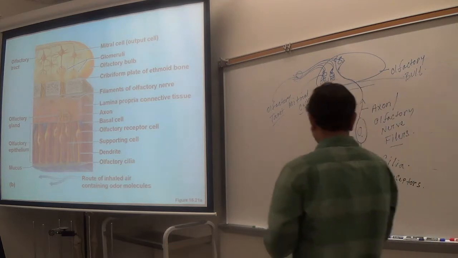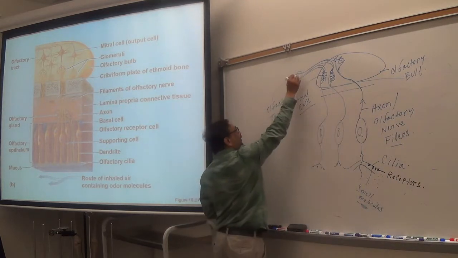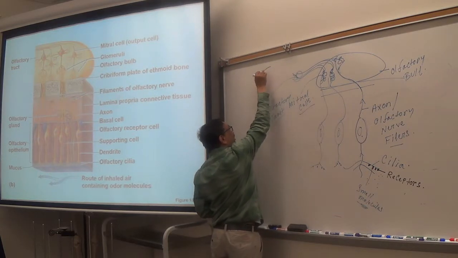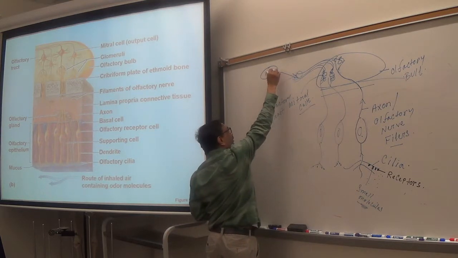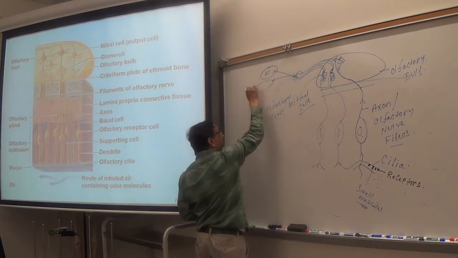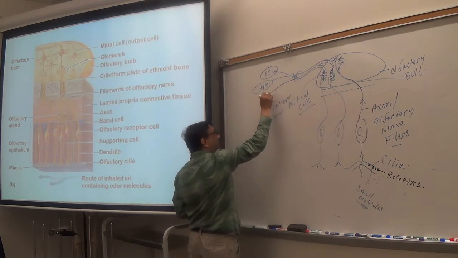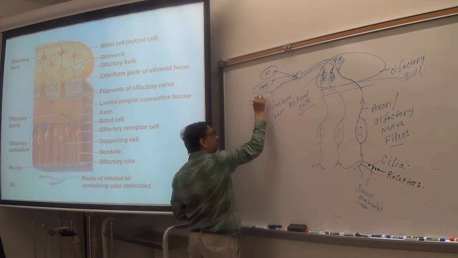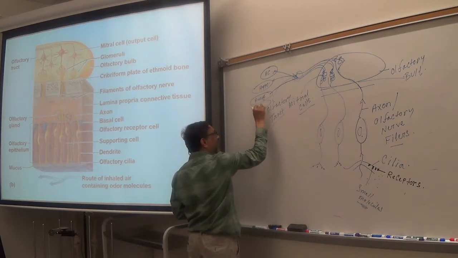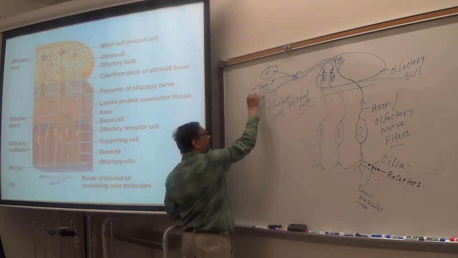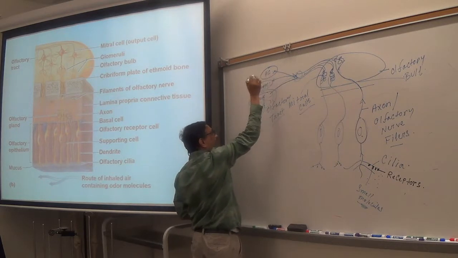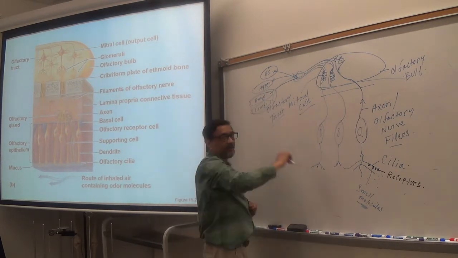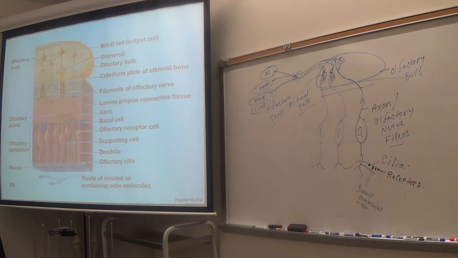And this tract, now let's go back, this tract will take the signal to four different structures. Olfactory cortex, to tell you what kind of smell it is. Hypothalamus, to store the signal as memory. And amygdala and limbic system, for emotion. You remember, four brain structures receive the signal from the olfactory tract: olfactory cortex, hypothalamus, amygdala, and limbic system. Is it clear? Make sense? Okay.